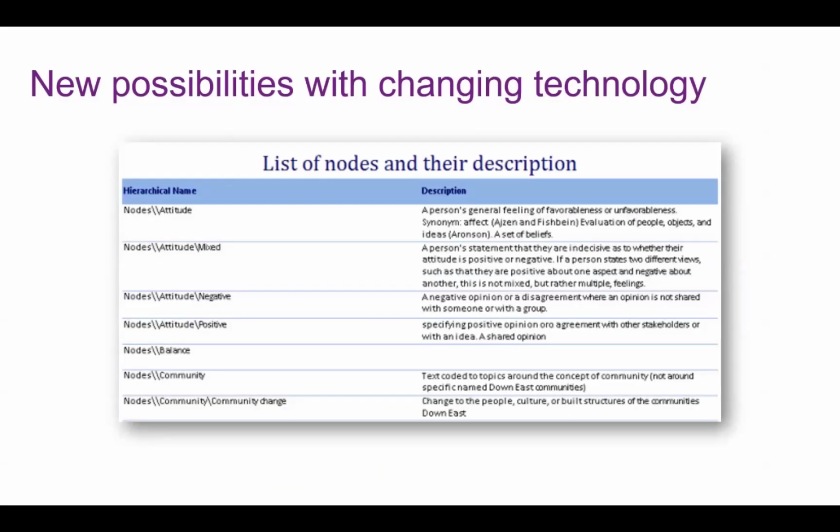And there are new possibilities with changing technology, and NVivo and other computer-assisted qualitative analysis software will allow you to download your codebooks, your memos, your mind maps. And here you can see a list of nodes and their descriptions. All is easily downloadable as a PDF, and a couple other formats.